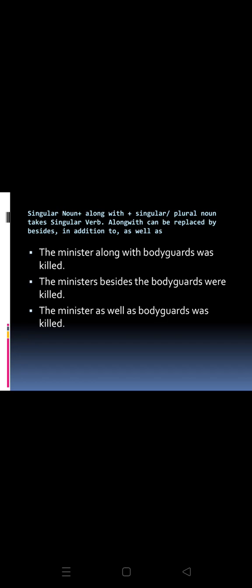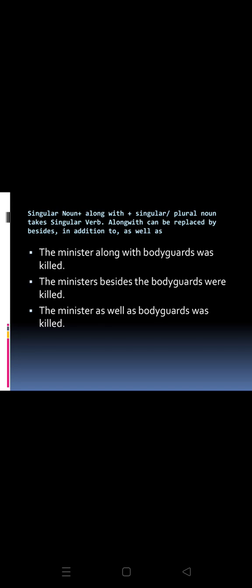So a singular noun, when it is used along with, plus a singular or plural noun, takes a singular verb. Just understand it: singular noun plus along with plus singular or plural noun takes a singular verb. So along with can be replaced by besides, in addition to, or as well as.